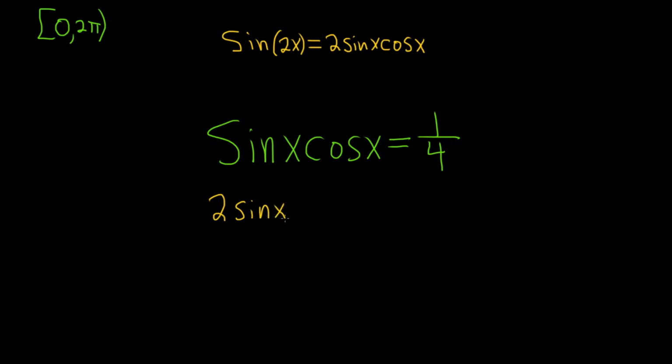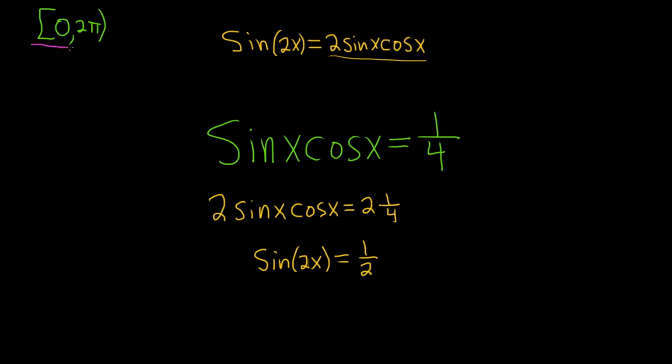So 2 sine x cosine x equals 2 times 1 over 4. So now the entire left-hand side, 2 sine x cosine x, is going to become sine 2x, and that will be equal to 1/2. All right, so now here is another really important strategy. Whenever you have the sine or the cosine or any trig function of something that's not x and it's equal to a number, use this strategy. It's really powerful. So start by writing down your interval.